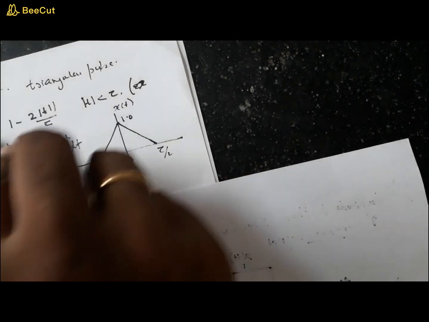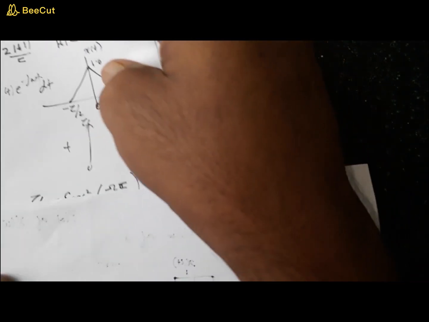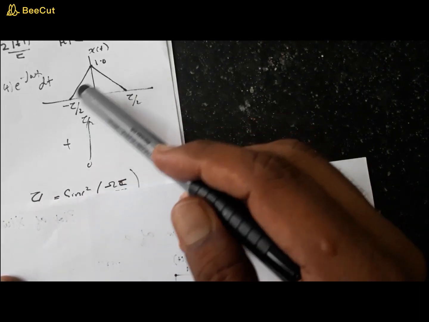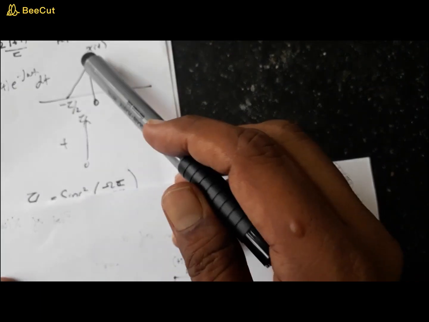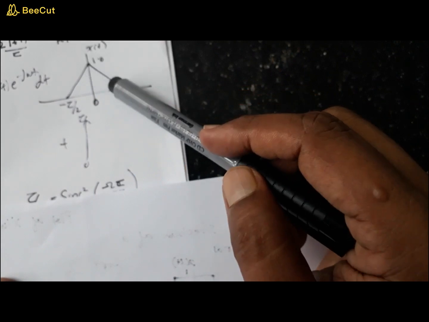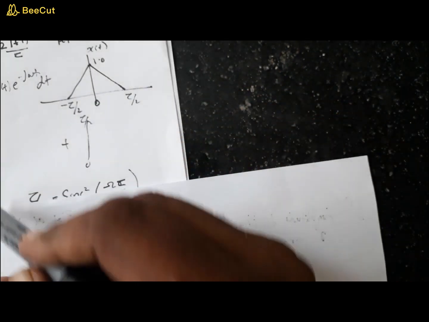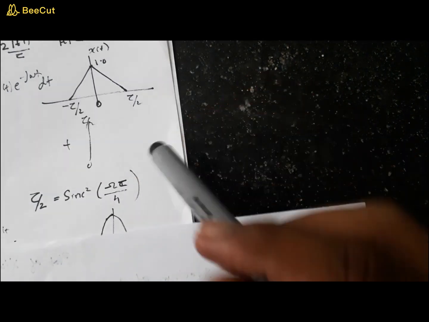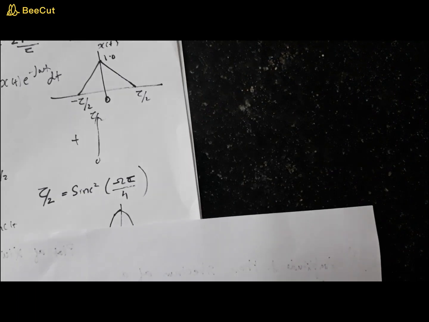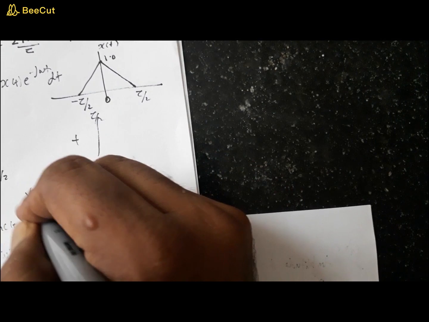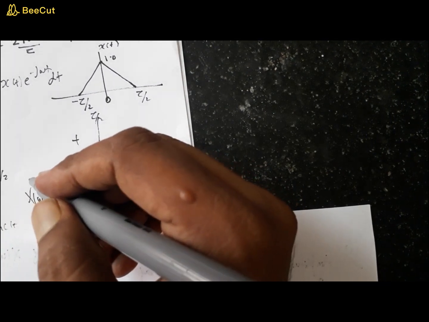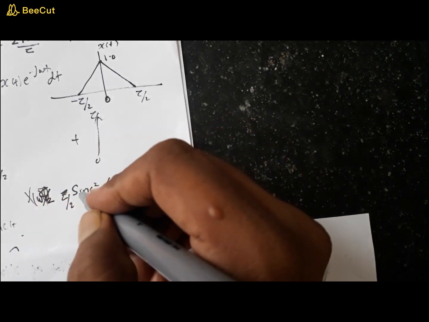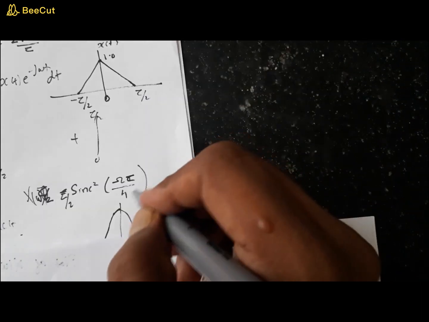Now you can use this expression to find X of omega, and the difference is here, since these two functions are over this interval: from minus tau by 2 to 0 this is an increasing function, and over 0 to tau by 2 this is a decreasing function. Therefore this integration has to be split, integration from minus tau by 2 to 0 and 0 to tau by 2, and finally what you are going to get is X of omega as tau by 2 into sinc square omega tau by 4.